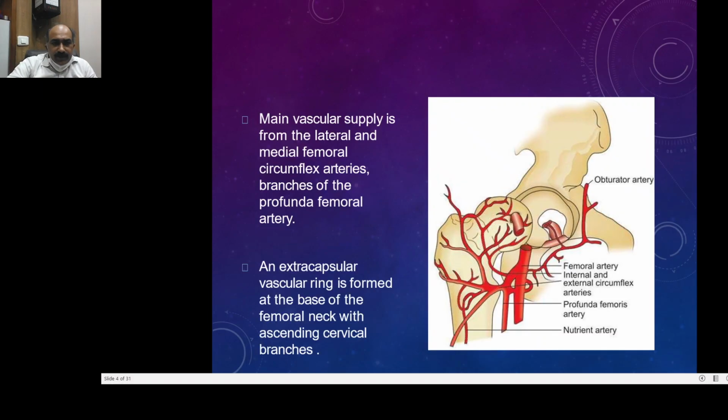Coming to blood supply of the femoral head and neck, major suppliers are medial and lateral femoral circumflex arteries, which are branches of profunda femoris artery. They form an extracapsular vascular ring around the base of the femoral neck with ascending cervical branches.